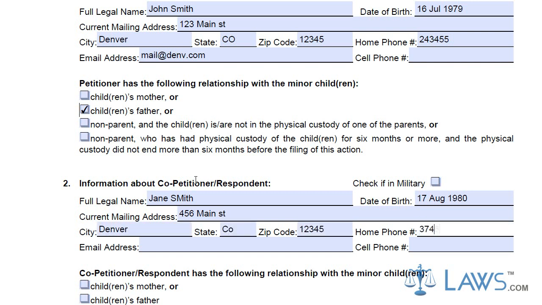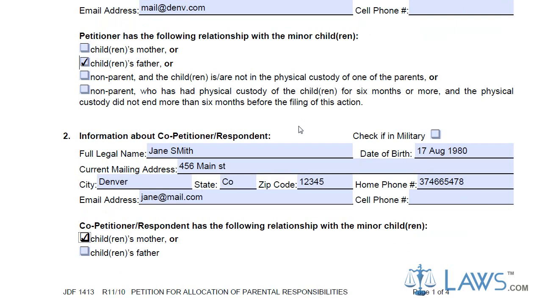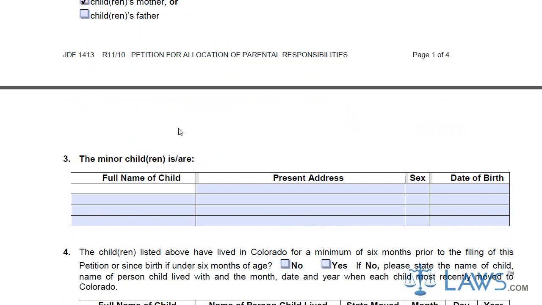For Parts 3 and 4, provide the names of the children in the case. Use Part 3 if the children have lived in the state of Colorado for the past 6 months. If not, use Part 4 and supply the previous addresses where the children lived.